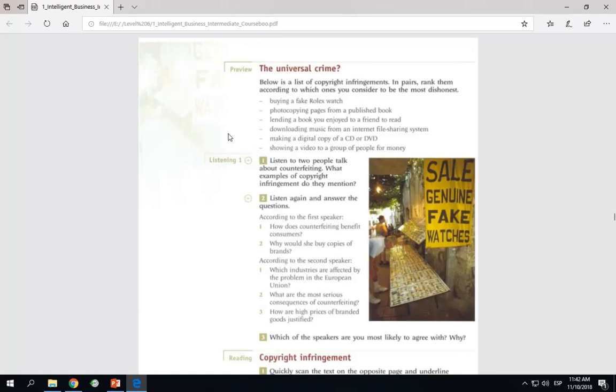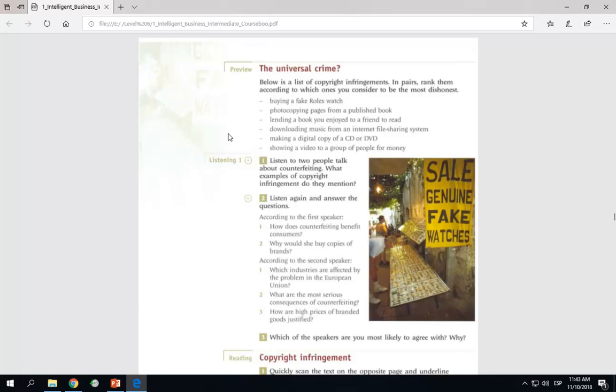There are no right or wrong reasons. You're ranking these statements actually, and there are not really right or wrong decisions to make. I mean, I would say showing a video to a group of people for money, that's bad, because you're making money out of counterfeiting, and that's not okay. Making a digital copy of a CD or DVD, not so bad. I mean, it's copyright infringement. Lending a book, well, I think everybody does that. Photocopying pages, I think everybody does that as well. Buying a fake Rolex watch, well, that's a little bit worse.